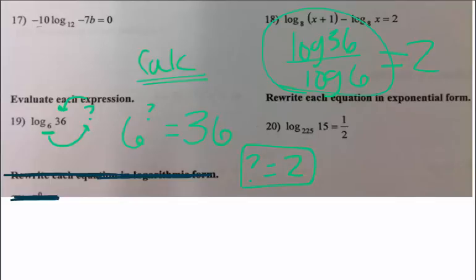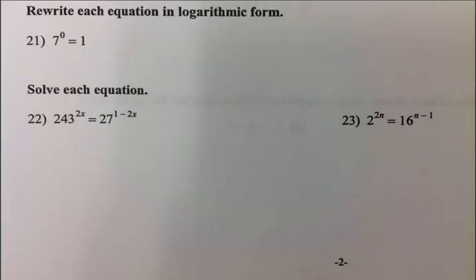Okay. 21, the problem that comes up next, is kind of the opposite of what 20 said. 20 said change the log into an exponent, or an exponential. So instead of log base 225 of blah, blah, blah, all that stuff, we said, nope, 225 to this exponent is 15. Well, now I want to switch it around. I want to take this 7 to the 0 equals 1. I want to write it as a logarithm.